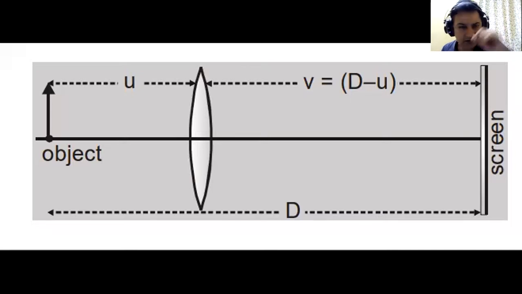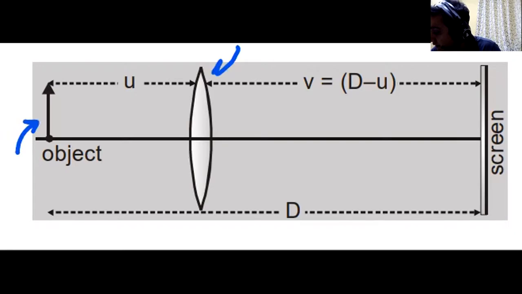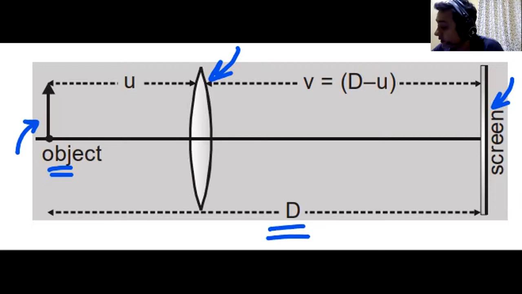As you can see, this diagram will make you understand what I was talking about. This is the object, as you can see. This is the convex lens. Remember, it is only valid for a convex lens. This is the object, and this is the screen where we are going to form the image. Do we understand this? Yes, sir. This object and the screen are separated by a distance capital D.